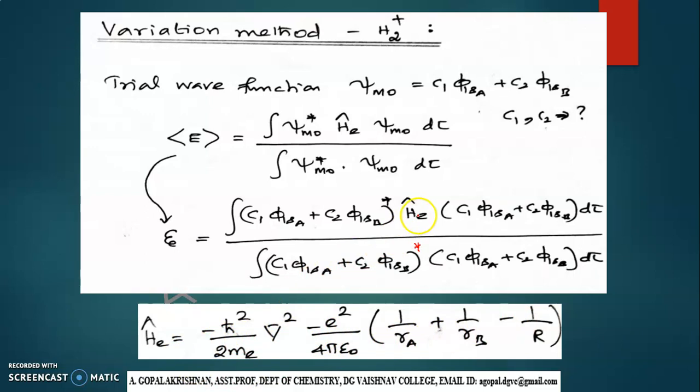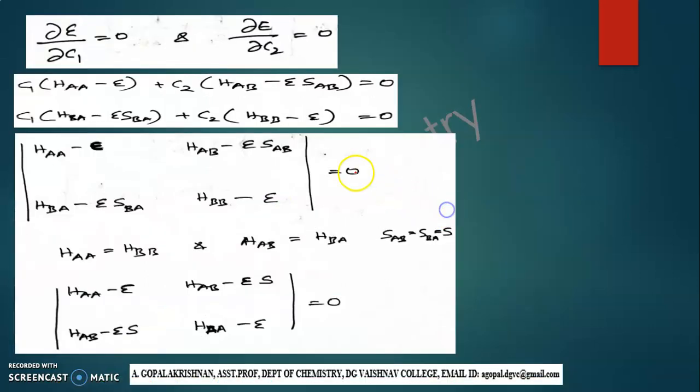Substitute this electronic Hamiltonian here, and bring this term to the left hand side. Then differentiate E with respect to C1 and then with respect to C2. Then put the value of dou E by dou C1 and dou E by dou C2 as 0. You will get two secular equations, as we are already familiar with those derivations. So I don't want to show all the steps here. I have given the secular equation directly.